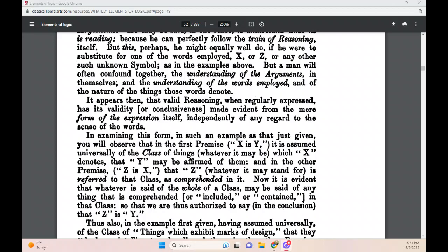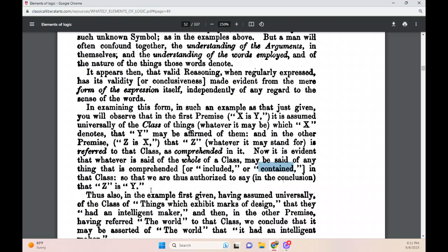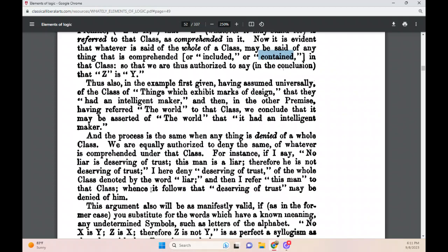Now, it is evident that whatever is said of the whole of a class may be said of anything that is comprehended in that class. Rather than comprehended, I like the word contained. Contained in that class. So we are thus authorized to say in the conclusion of that argument that Z is Y. So in that paragraph there, you have a good explanation of the arrangement of a syllogism, which you're going to need to study more on your own in this lesson.